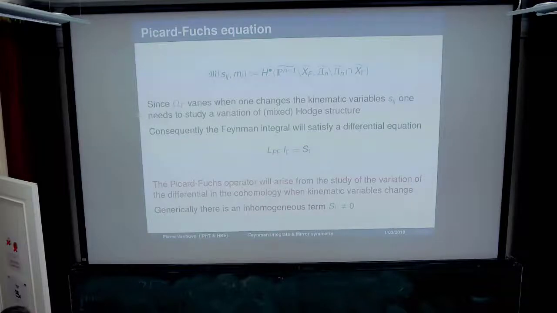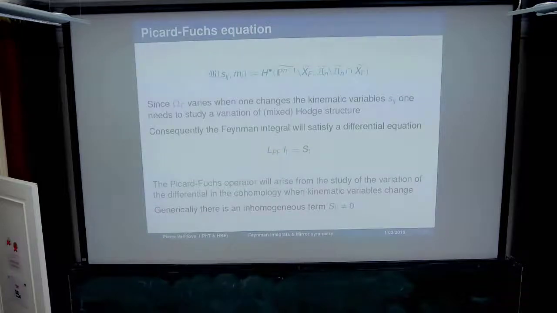So because it's a relative cohomology, as I said, the Feynman integral is not going to be killed by the Picard-Fuchs operator. There will be an inhomogeneous term, and we know it as an inhomogeneous term. This is the reduced topology that we get when we do the integration by part identities.